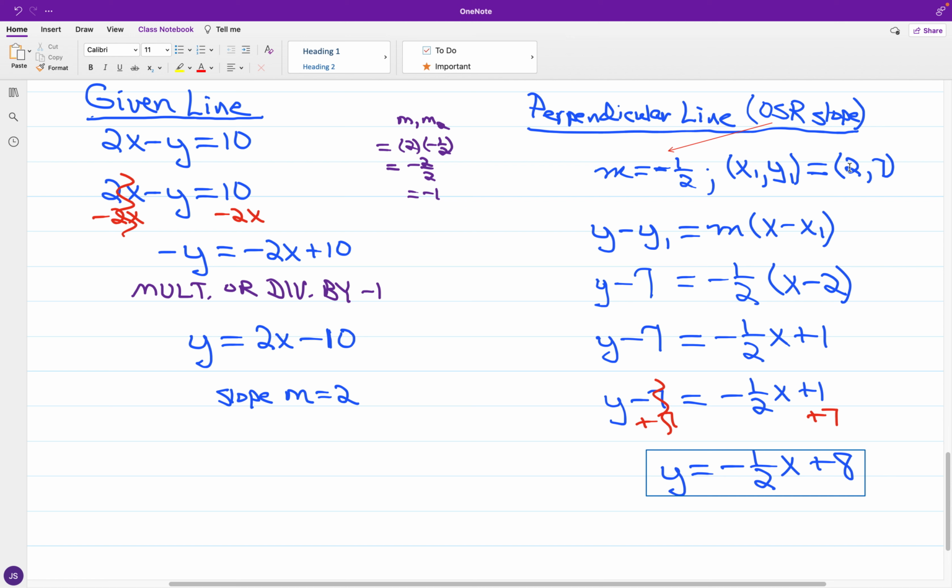So we got 2 for x. -1/2 of 2 is going to be a -1. And -1 plus 8 is also at 7. So that would be the slope-intercept equation of the perpendicular line that is described.